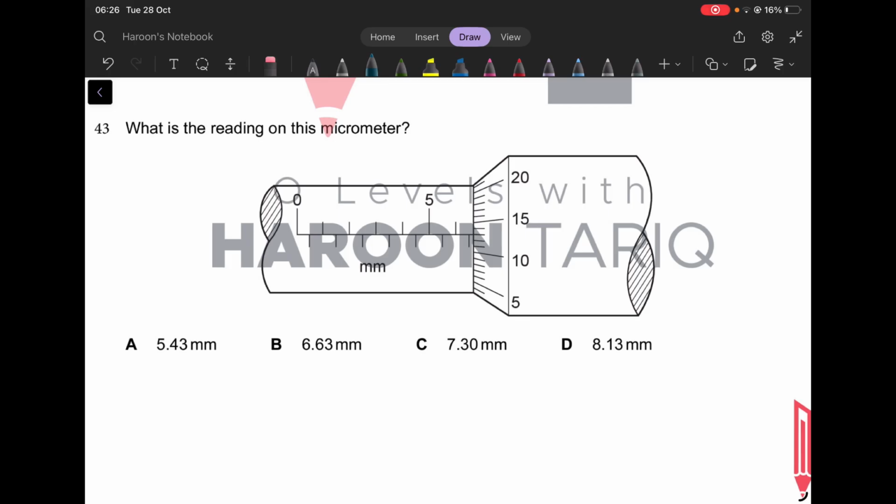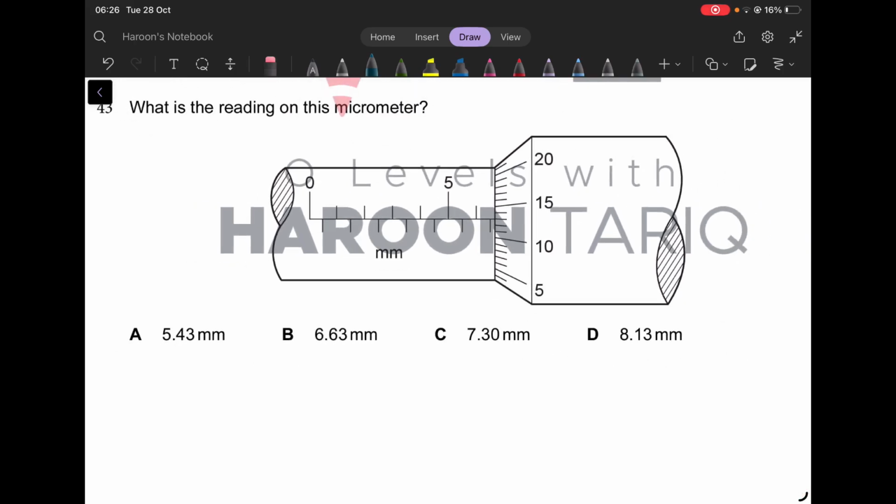What is the reading on this micrometer? So this would be 6, and you see this is my main scale reading. I'll just write m.s. for main scale, 6.5. This is my main scale reading, 6.5. Now thimble scale, I'll just write t.s. The datum line coincides with which line? This is the 13 line. This is 10, 11, 12, and this is 13.